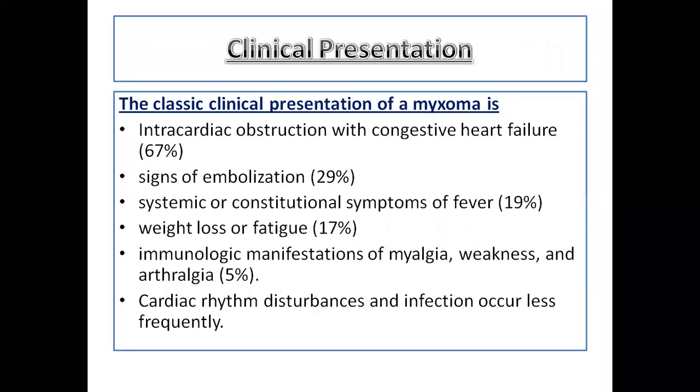For the clinical presentation, as we mentioned, the classic presentation for myxoma is intracardiac obstruction with congestive heart failure, which accounts for 67%. Signs of embolization are about 29%. Constitutional symptoms, such as weight loss or fatigue, 19%. Immunological manifestations, myalgia, weakness, and arthralgia, 5%. Cardiac arrhythmia, conduction disturbance, and infection can occur, but less frequently.